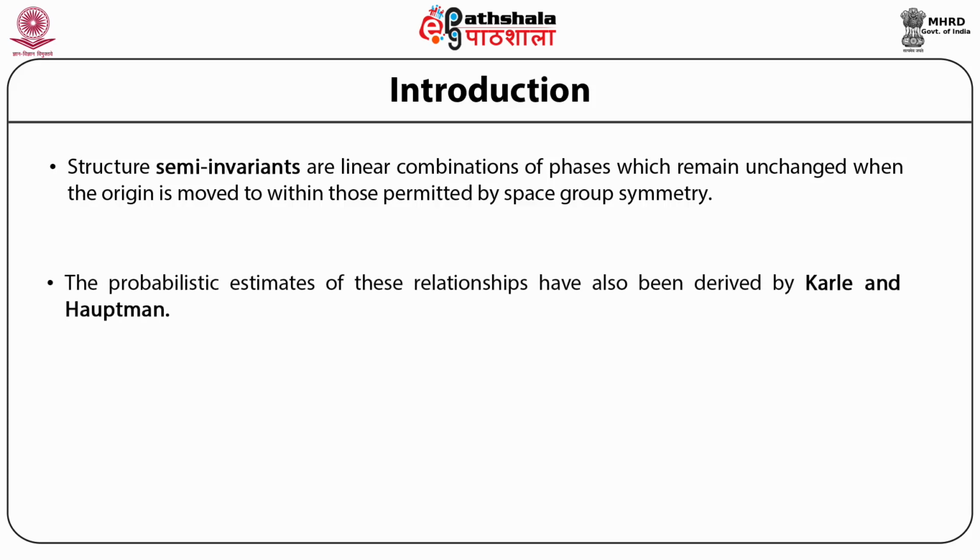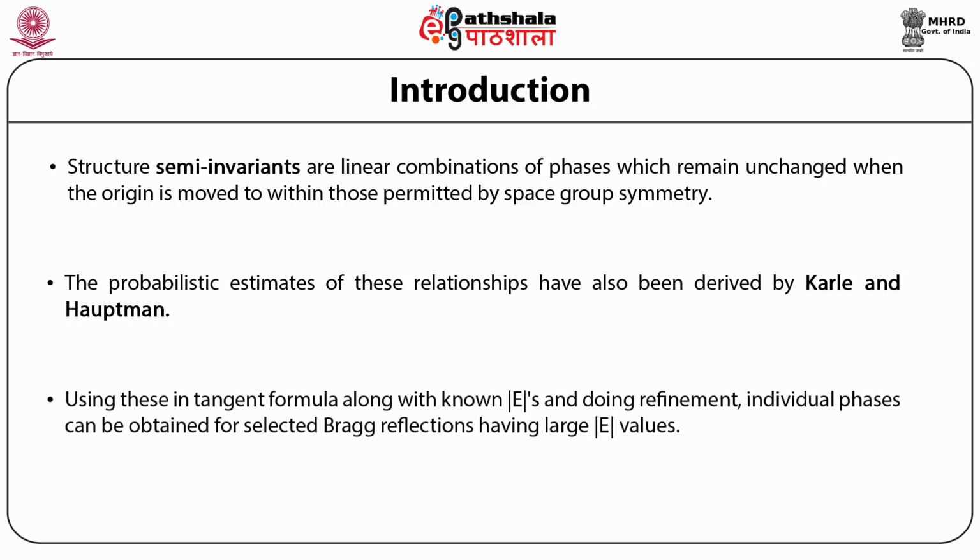The probabilistic estimates of these relationships have also been derived by them in many publications. Using these in the tangent formula along with the known magnitudes of normalized structure factors and doing a refinement, individual phases can be obtained for selected Bragg reflections having large E values. So now you know mod E values from experiment, and the phases are known from the tangent formula. You can do an E map to obtain the structure. So this is the principle of direct methods of solving molecular structures.